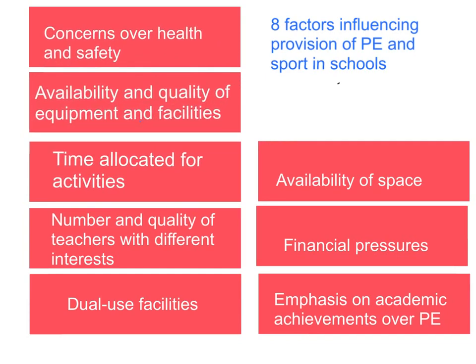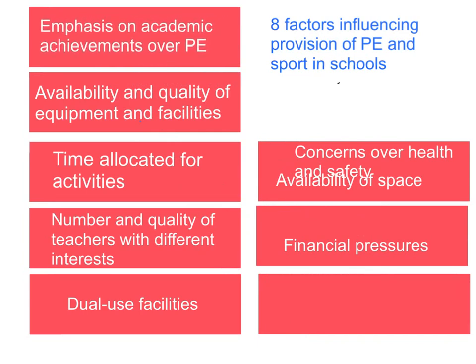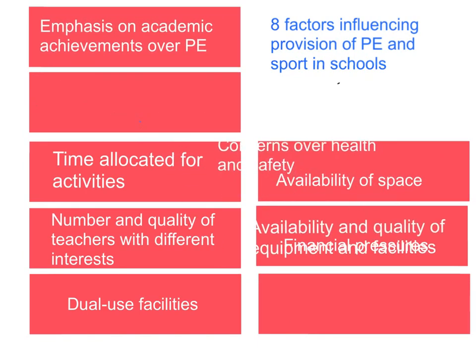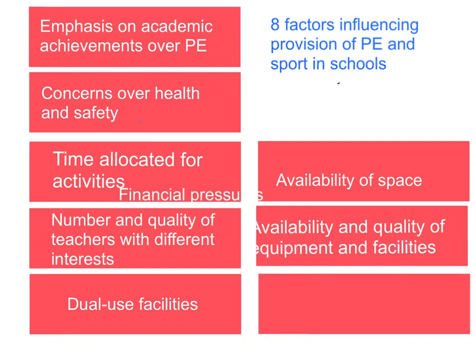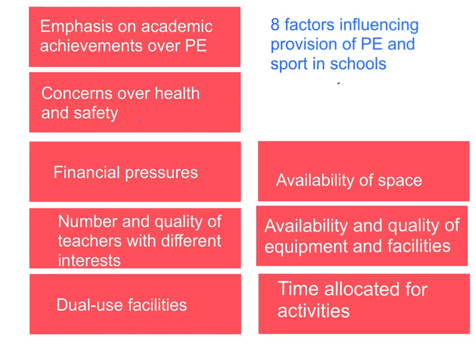Now what I would say to them is, okay, still working on your own, I want you to think about what the 8 factors are in a ranking order. So at the top left here, where it's concerns over health and safety, what do you think would go there? You might decide that health and safety is first. You might decide that actually what I want to put there is emphasis on academic achievements over PE. I might put health and safety second. I might put financial pressures, that's always a high one, isn't it, third, and so on. So that now we've got a complete 8 ranked order, and they've done this on their own to start with.